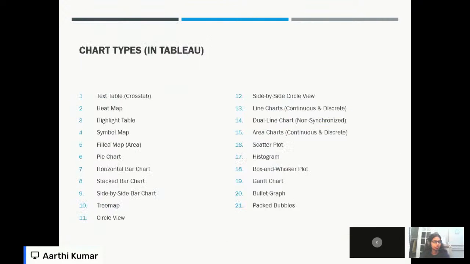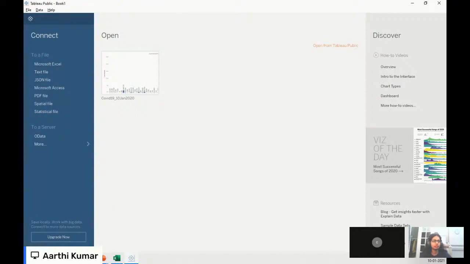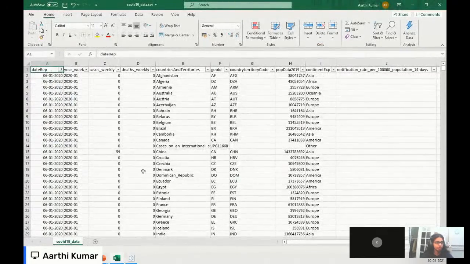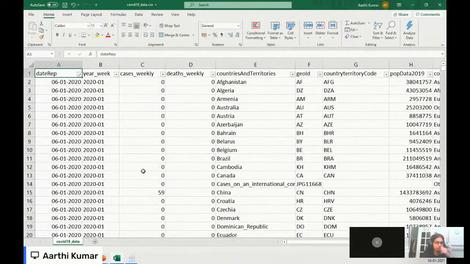So moving on, let us look at the Tableau interface. This is how it looks when you open Tableau. You have the data that you can collect over here, and then your recent projects appear over here. So today we are going to look at COVID data. I'll take a few minutes to show the data to you. So this is the data. We have the daily cases and deaths by country.